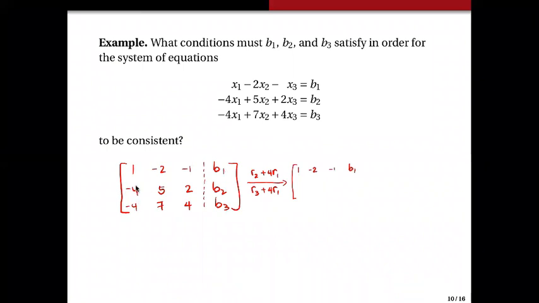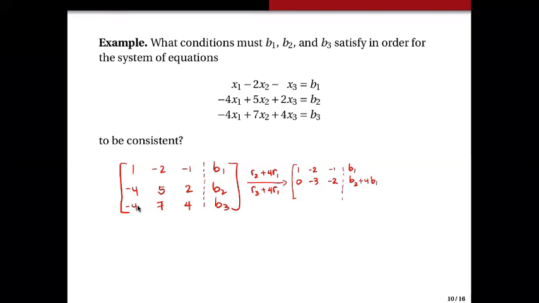Row 2 plus 4 row 1, that's -4 plus 4 times 1, this will be 0. 5 plus 4 times -2, so that's 5 minus 8, that's -3. 2 plus 4 times -1, so 2 minus 4, that's -2. And then you have here B2 plus 4B1.